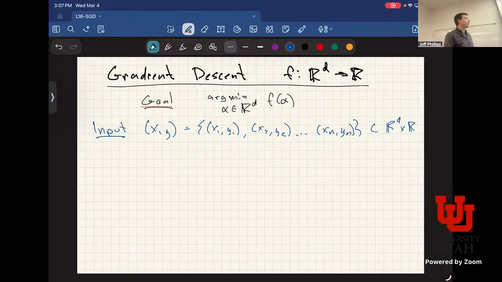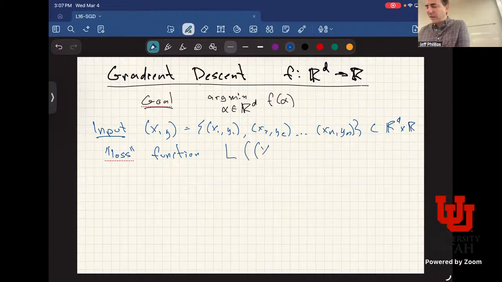We are going to work through an example today. So in general, what we're going to develop is called a loss function. This is often written as L, which takes in this data and some model parameterized by alpha.